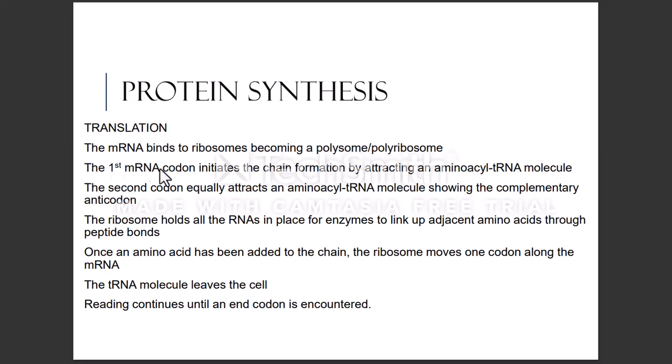The first messenger RNA codon initiates the chain formation by attracting an amino acid tRNA molecule. The second codon equally attracts an amino acid tRNA molecule, showing the complementary anticodon. Then the ribosome holds all the RNA in place for enzymes to link up adjacent amino acids through peptide bonds. Once an amino acid has been added to the chain, the ribosome moves one codon along the messenger RNA. The tRNA molecule leaves the cell. Reading continues until an end codon is encountered. So we gave the different end codons.